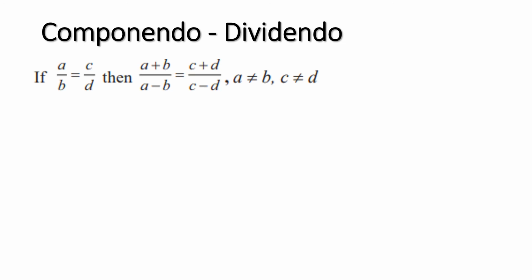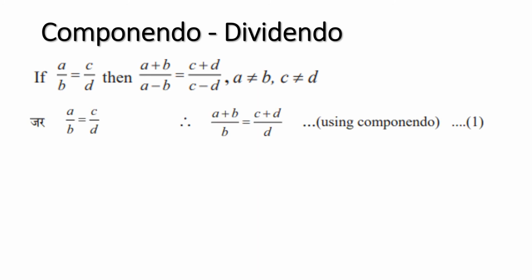So if a/b = c/d, then (a + b)/(a − b) = (c + d)/(c − d), if a is not equal to b and c is not equal to d. It means that if a is equal to b or c is equal to d, then the denominator will be 0, and that division is meaningless, it cannot be defined.